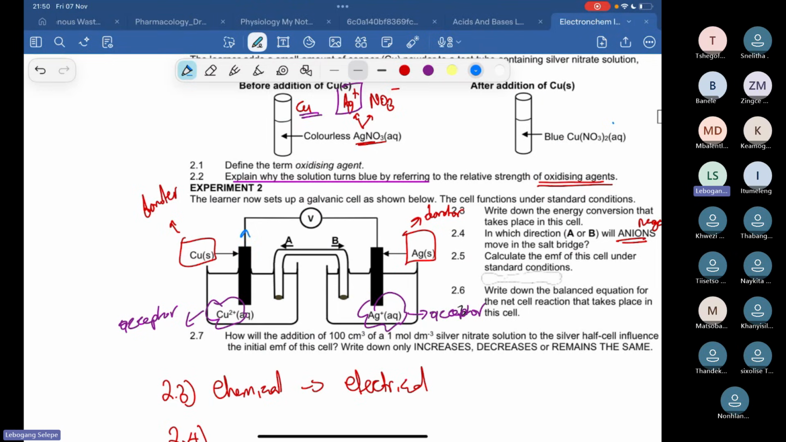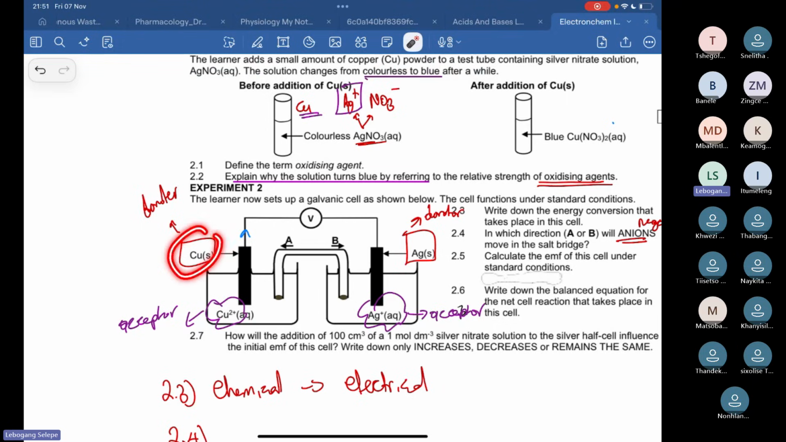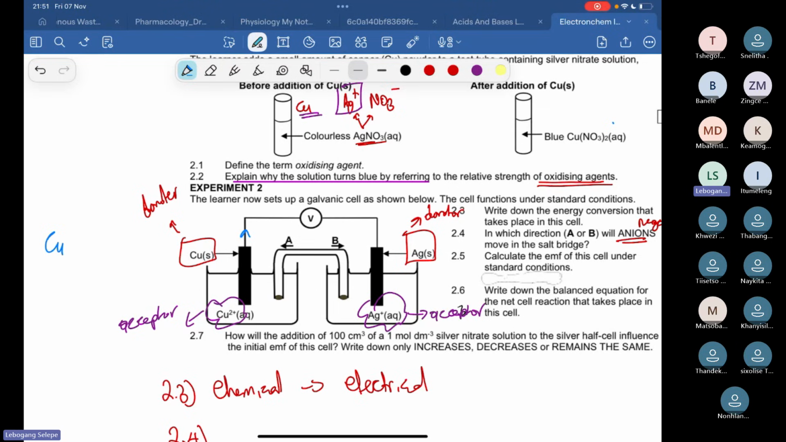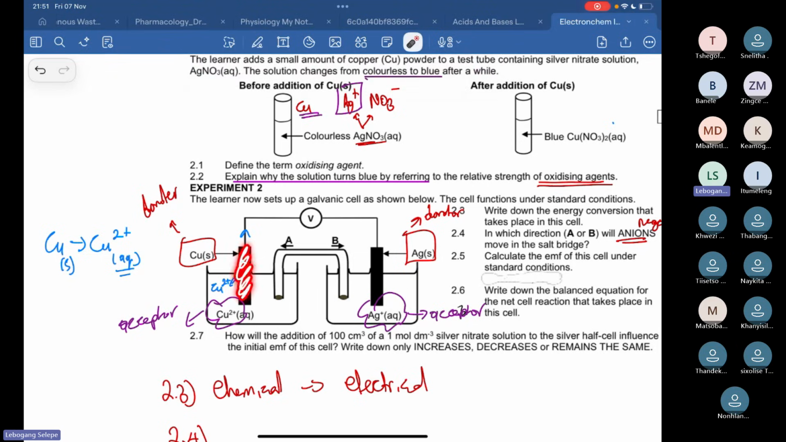But remember, we said that Cu loses electrons. When it loses electrons, it moves from Cu to being Cu2 plus. Remember, it's a change in phase. Cu is a solid, Cu2 plus is an aqueous solution, which is something that is dissolvable in water, right? So that Cu2 plus would then fall into the water.